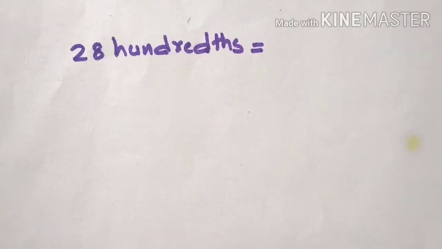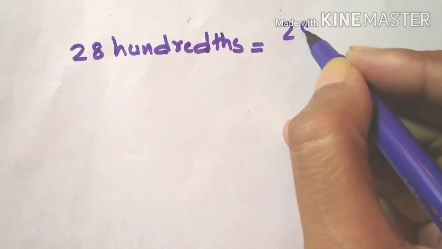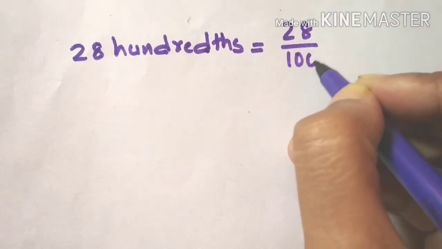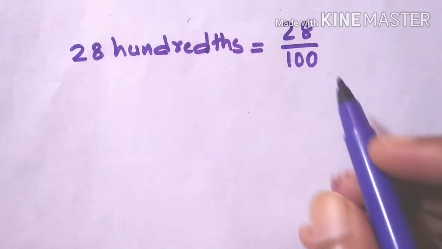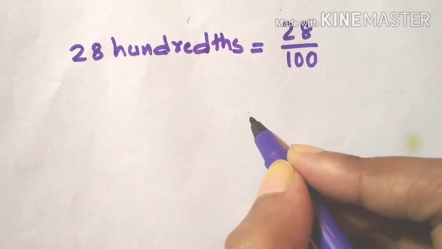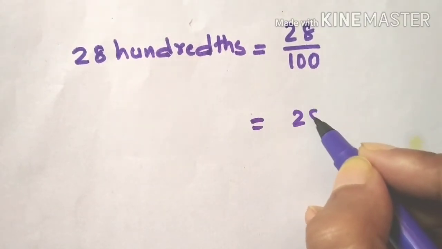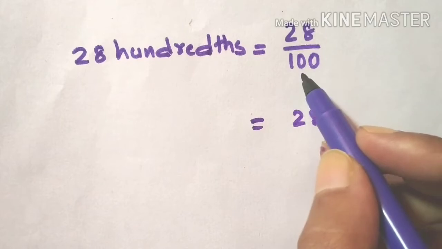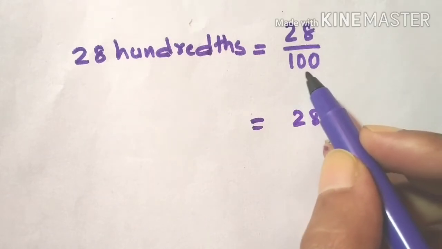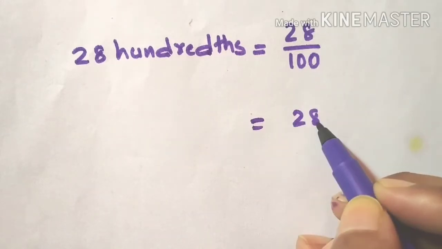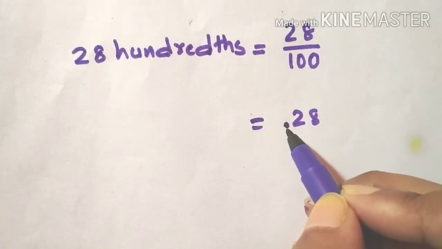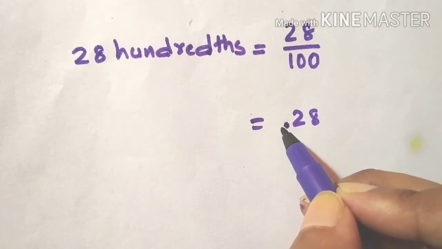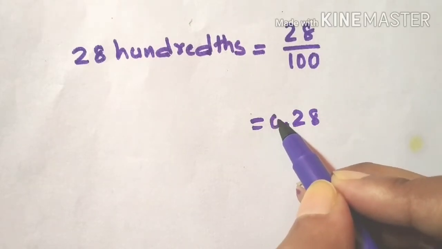So students, 28 hundredths can be written as 28 by 100 in the form of a fraction. And if we want to write this fraction in the form of a decimal, we can write 28 first, and then since there are two zeros in 100, we can put a point before 2 digits, 1, 2, so the point can be here. Since there is a point before 2, we can put a 0 before the decimal point.